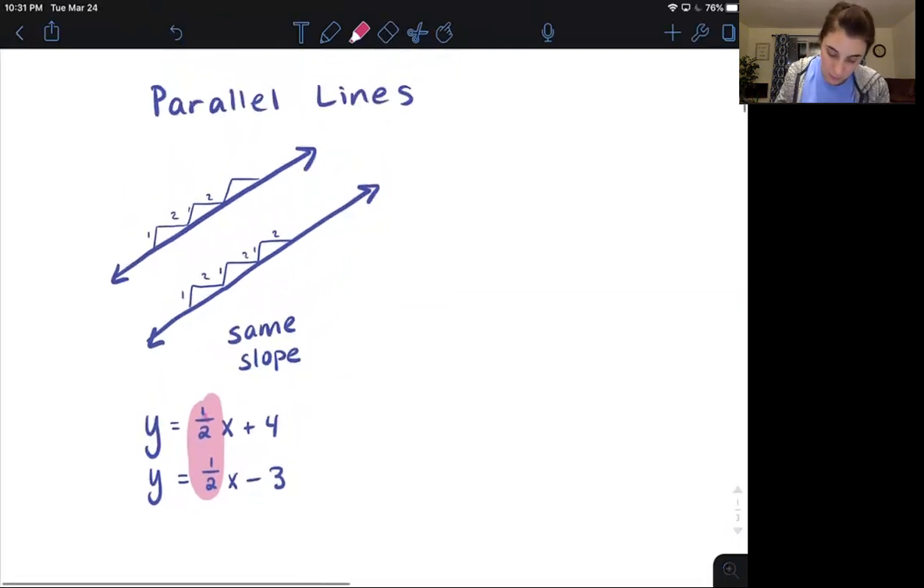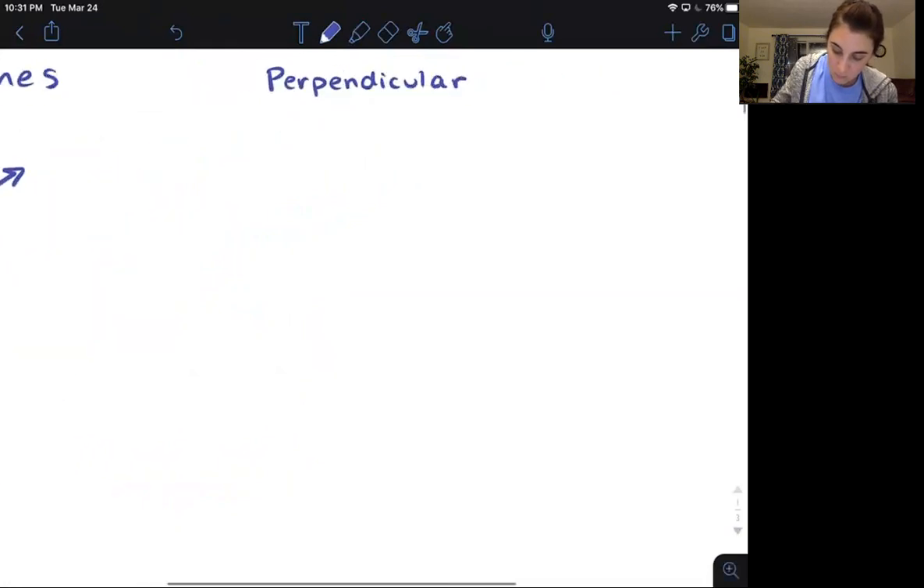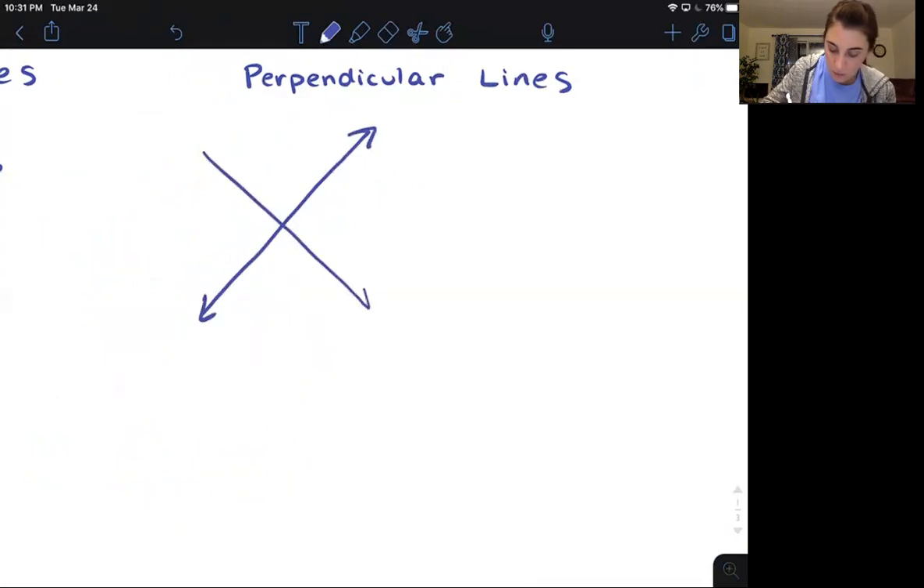Okay, the other type of line that we're going to talk about is perpendicular lines. So perpendicular lines are ones that form a right angle, so they look like this. And a right angle is, you guys might have seen this before, like a 90-degree angle. So it's like perfectly straight like that.